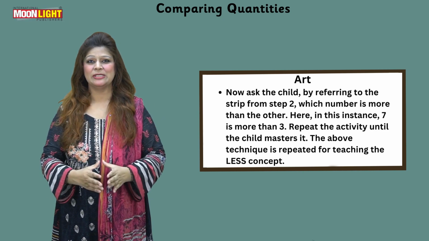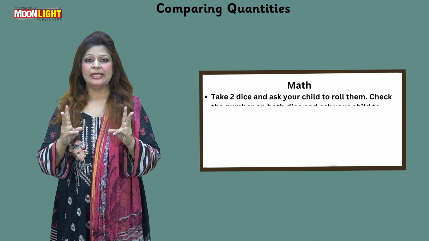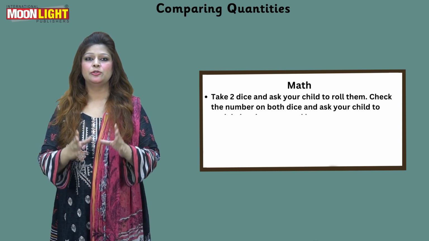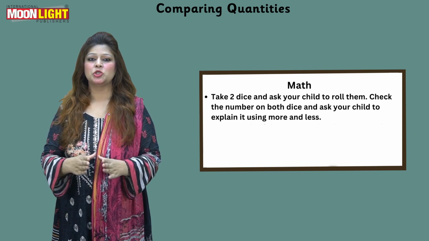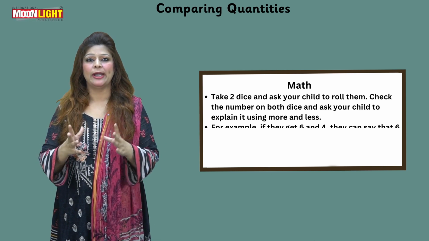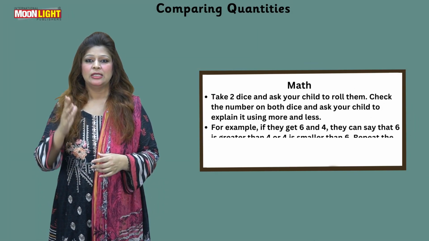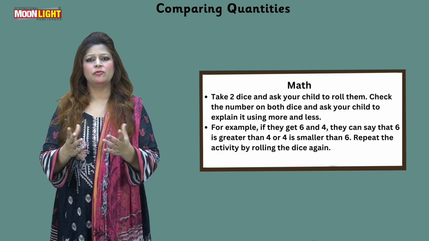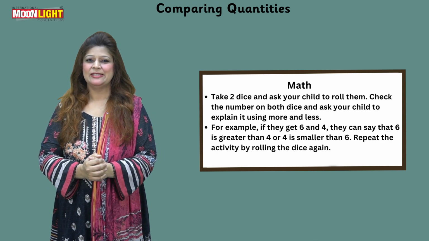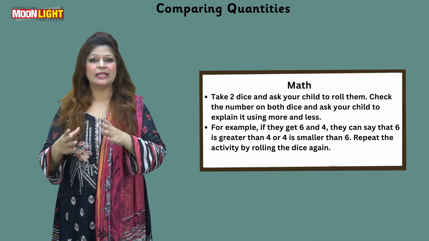And you are going to give this concept of more and less teaching. For the math section activity, you are going to take 2 dice and ask your child to roll them. Check the number on both dice and ask your child to explain it using more and less. For example, if they get 6 and 4, then can you say that 6 is greater than 4 or 4 is less than 6? Yes, you can say that, of course. So repeat the same activity by rolling the dice again and again.